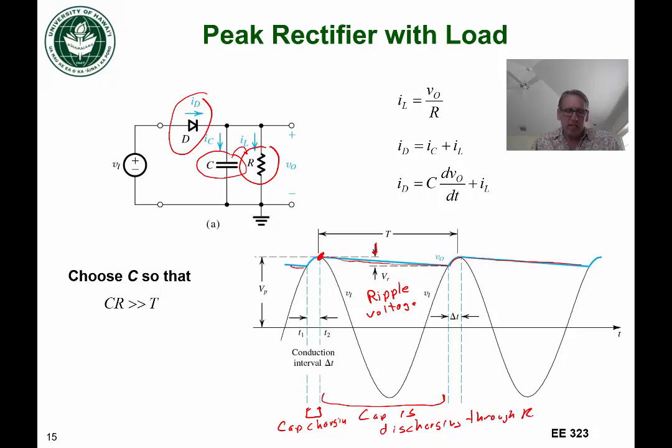Now, obviously, we'd like the capacitor, it seems clear, to be really large, right? Why? So it can store a lot of charge. The larger the capacitor, we'll see that the smaller the ripple. And we can actually quantify this by looking at the currents.